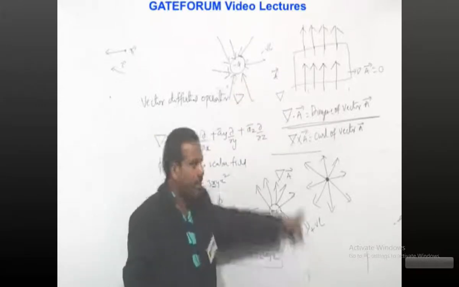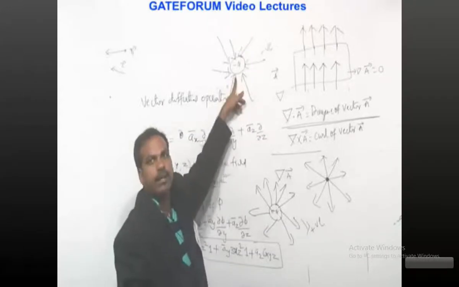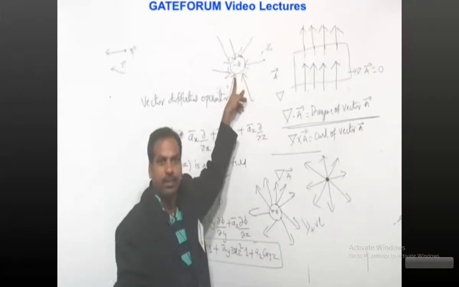For outward it is positive. For the inverse, for converging, it is negative. Okay, for converging it is negative.